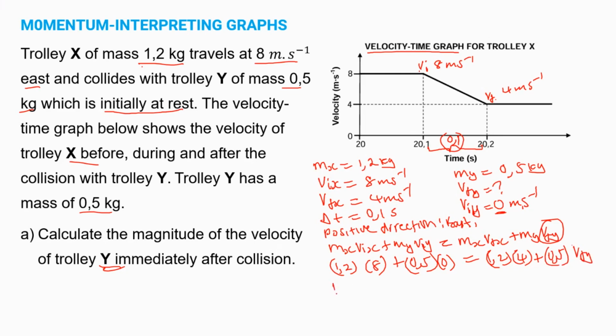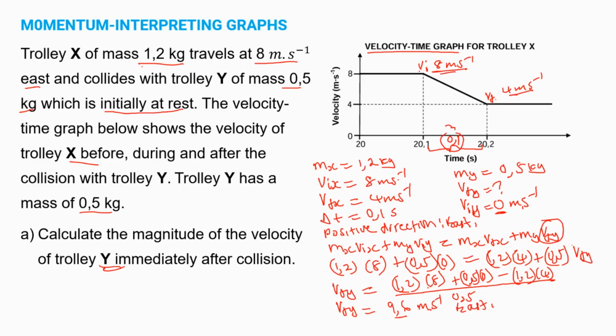Right, so now the final velocity of Y is going to be 1,2 times 8 plus 0,5 times 0 minus 1,2 times 4, divided by 0,5. And then we get that the final velocity of Y is 9,6 meters per second. Since it's positive, it's going to be east.